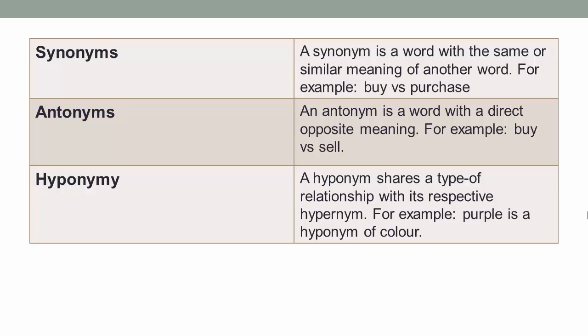Next we have synonyms. A synonym is a word with the same or similar meaning of another word. For example, buy versus purchase. Next we have antonyms. An antonym is a word with a direct opposite meaning. For example, buy versus sell. Next we have hyponyms. A hyponym shares a type of relationship with its respective hypernym. For example, purple is a hyponym of color, or black is a hyponym of color, or a magpie or chicken is a hyponym of bird, or Ford or Holden is a hyponym of car.